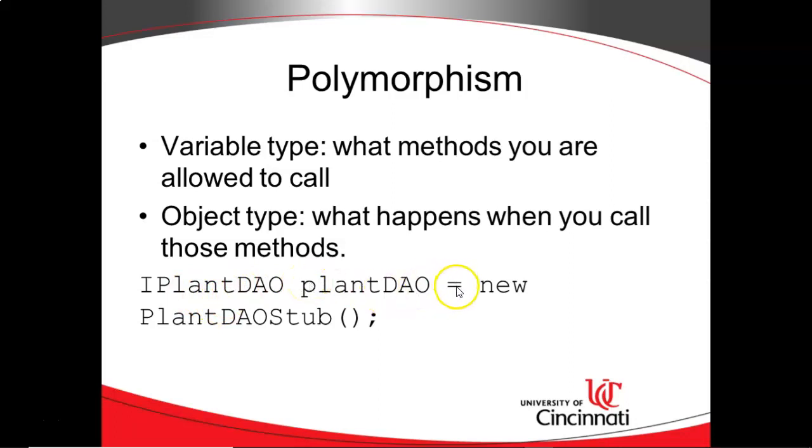Now, let's continue. If we see the equal sign, we know that's the assignment operator. Let's look on the right side of the equal sign. There you see new PlantDAOStub, open and close paren, terminated with the semicolon, and that is creating an object. The equal sign is taking that object and assigning it to this variable. In other words, an assignment means that we have a parking space and we're putting a car in it.